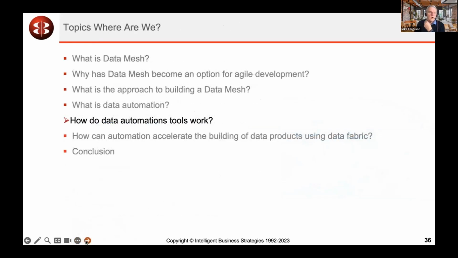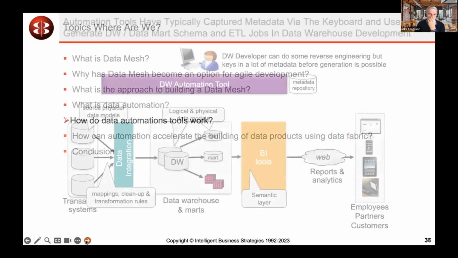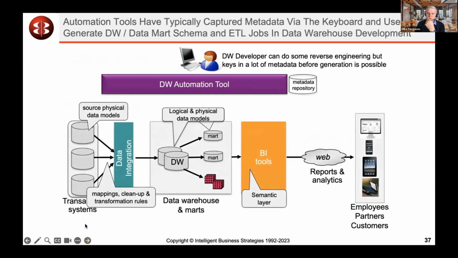But how do they work? Well, historically, they've been focused around data warehousing automation as opposed to just data automation. The difference is that those tools have historically been associated with a single purpose, building a data warehouse. Now, if you look at this chart, you'll see that the metadata exists in a number of places within a classical data warehouse architecture.